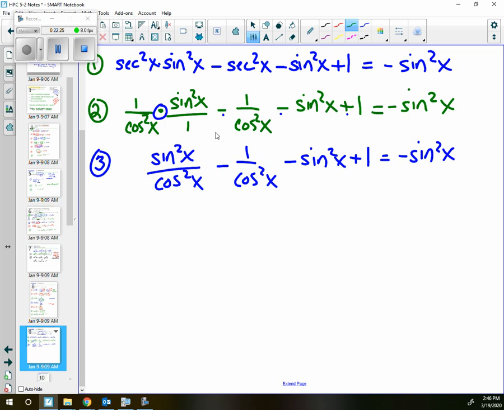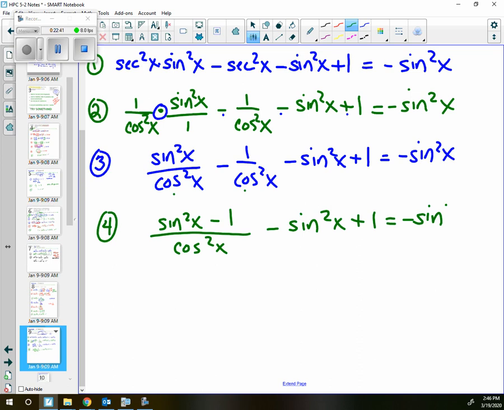We have subtract, and an add. Okay, well, we have the two fractions, and we can subtract those because they have like denominators. So we have a sine squared minus 1 over a cosine squared. And then we have our minus sine squared plus 1 equals minus sine squared of x. So if I look on the left-hand side, I must be able to put a few more things together because I really just want to end up with this, right, equal to that. So I think I need to work some more with that fraction.